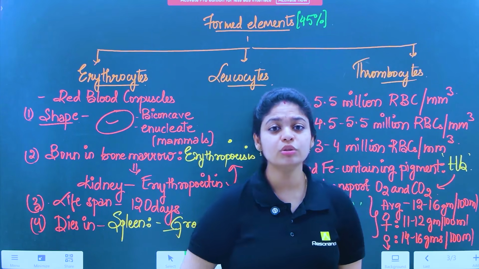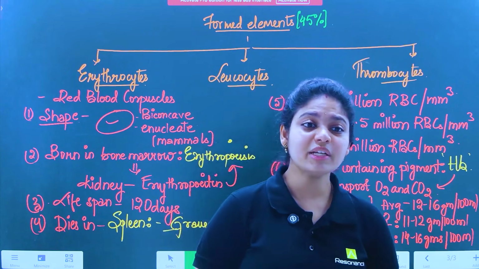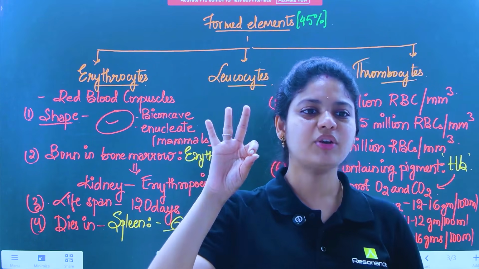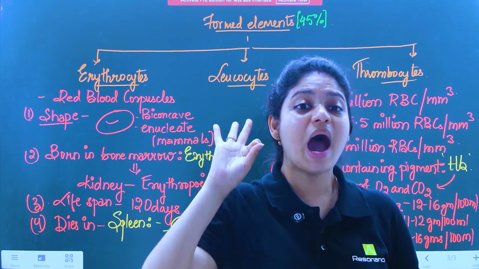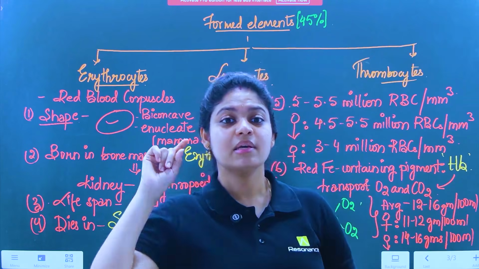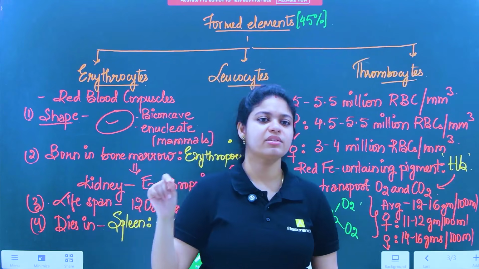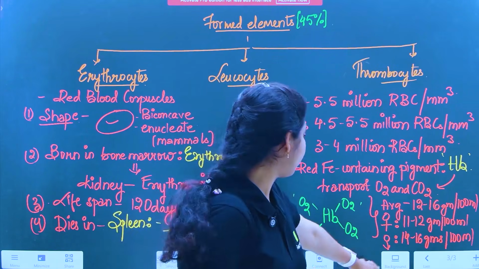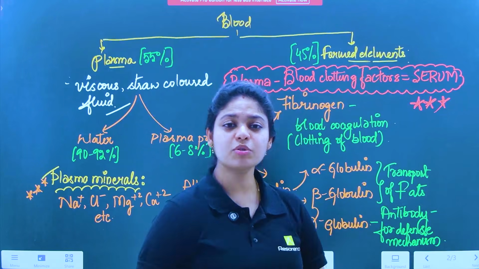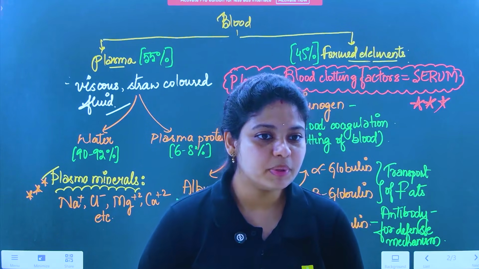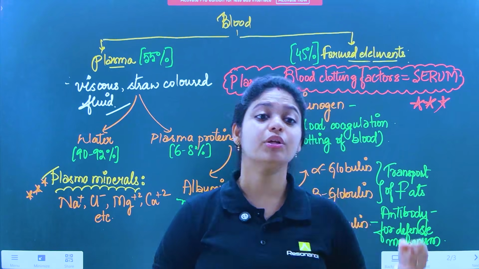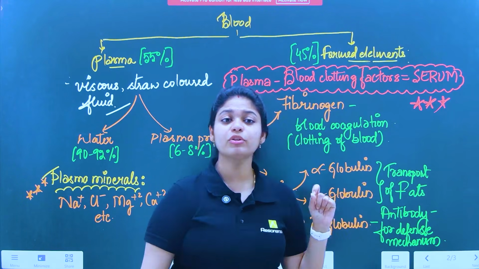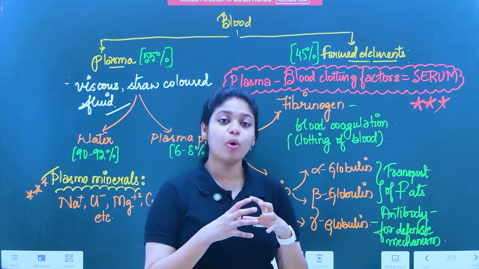Next, moving on to the plasma proteins. How many types of plasma proteins are there? 3 types of plasma proteins are there. How much percentage? It is 6 to 8 percentage. What are the 3 types of plasma proteins? Albumin, globulin, fibrinogen. Albumin is responsible for the maintenance of osmotic balance.